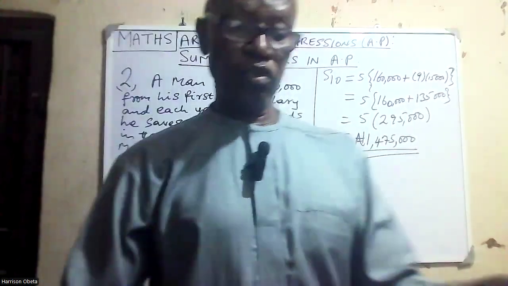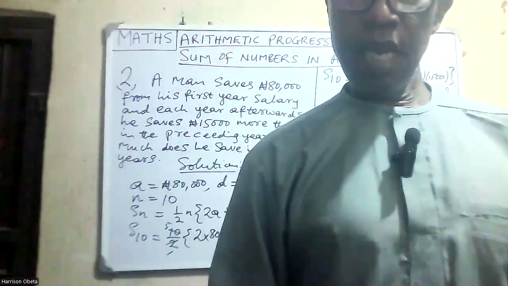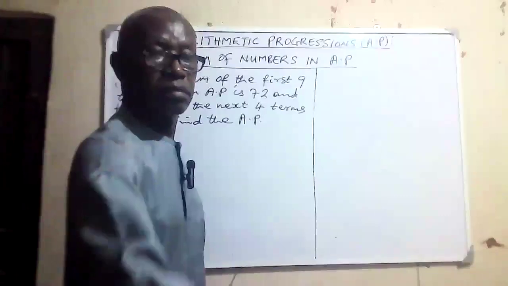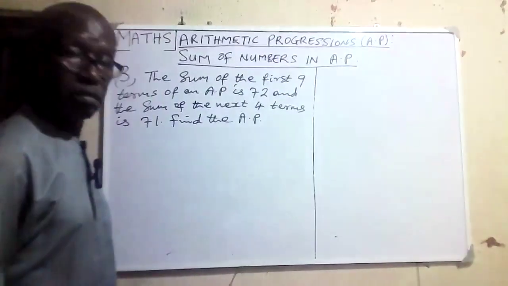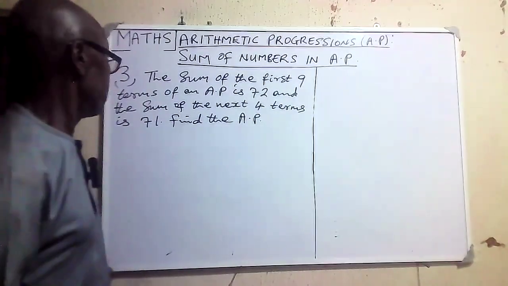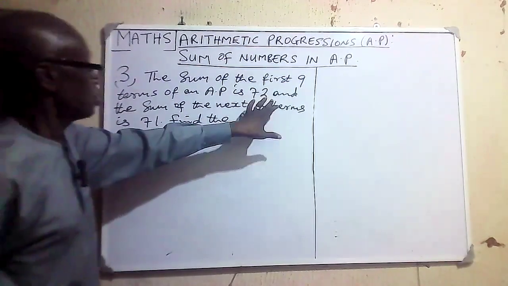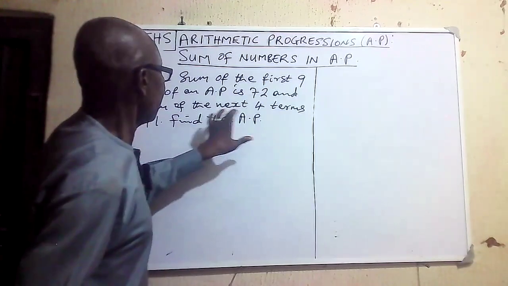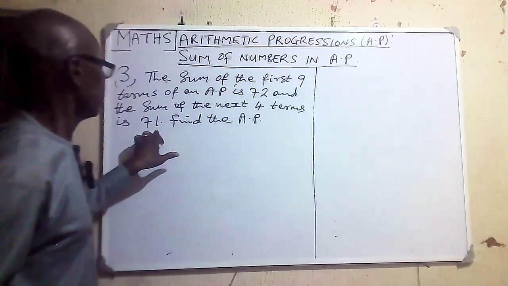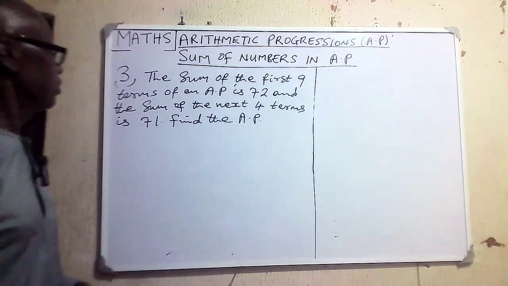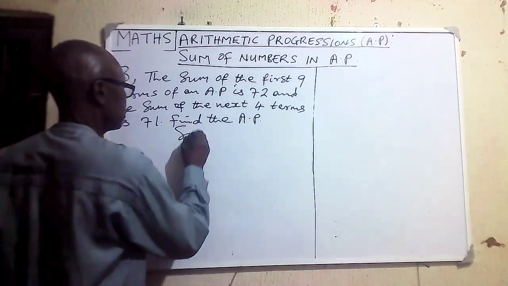We're now going to number 3. Question number 3 on the board. The sum of the first 9 terms of an AP is 72, and the sum of the next 4 terms is 71. Find the AP. Solution.